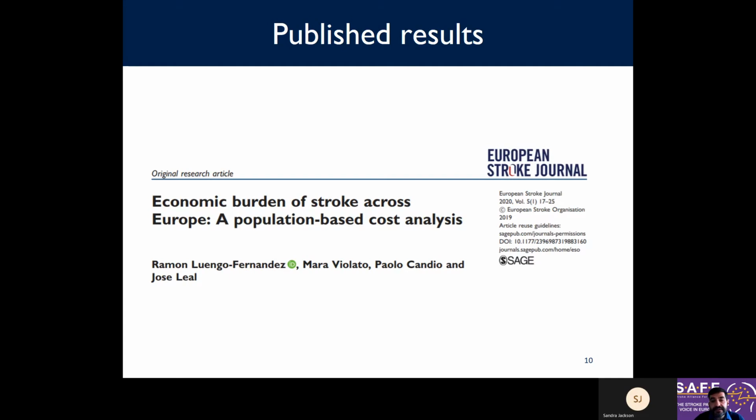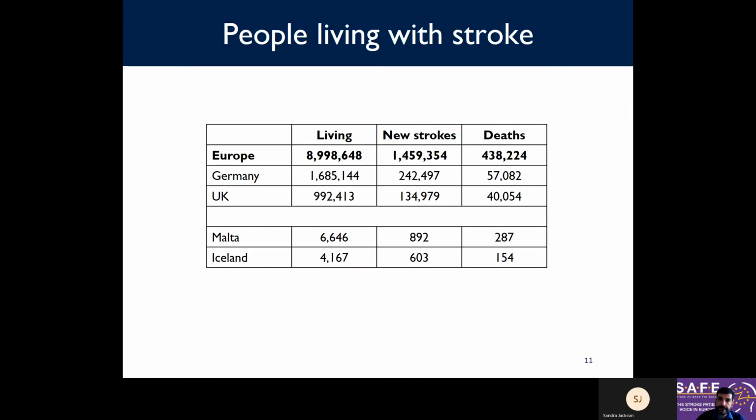We have published the results from this work package in a European Stroke Journal paper published in 2020, and it is free for access to anyone as it is an open access publication. So first of all, using data from the Global Burden of Disease, we estimated that there's approximately 9 million people living with stroke in Europe.